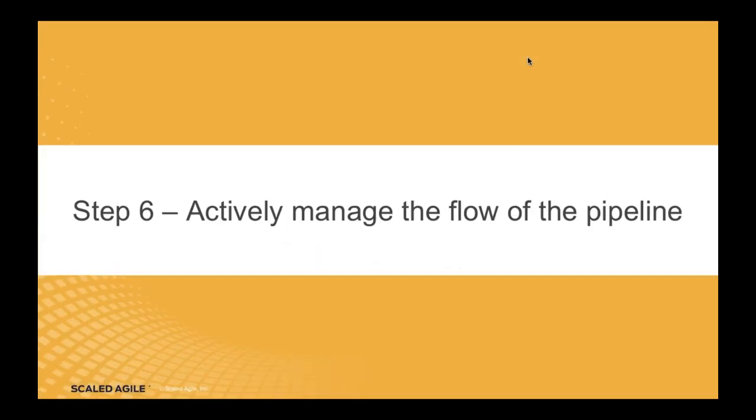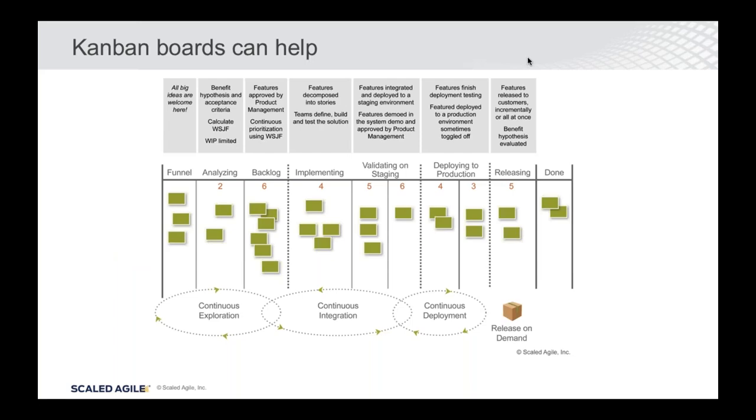Then the last step ties back to what you were talking about. You need to actively manage the flow of the pipeline. So we have an idea, and we have ideas on how to improve that. We need to actively manage this. So really have some kind of Kanban system in a tool that will allow me to track where my features are: what's in analyzing, what's in backlog, but also what is currently deployed to production, what is currently being released, how are we evaluating the benefit hypothesis, what result are we getting. If we're managing the first part of the flow, the funnel to implementing features, but we're not managing validation through done in code, then we're missing something.